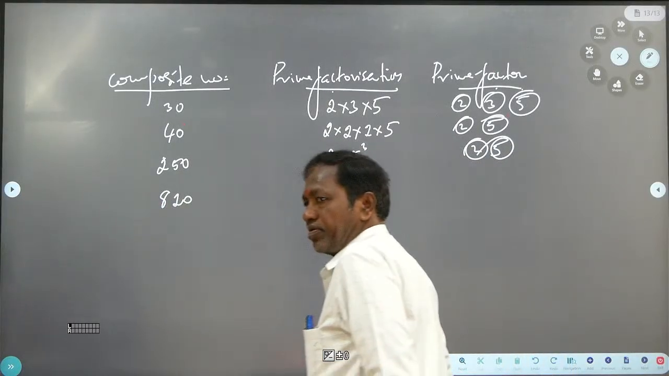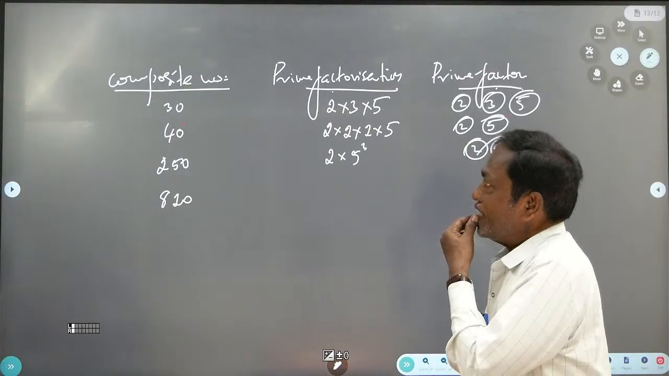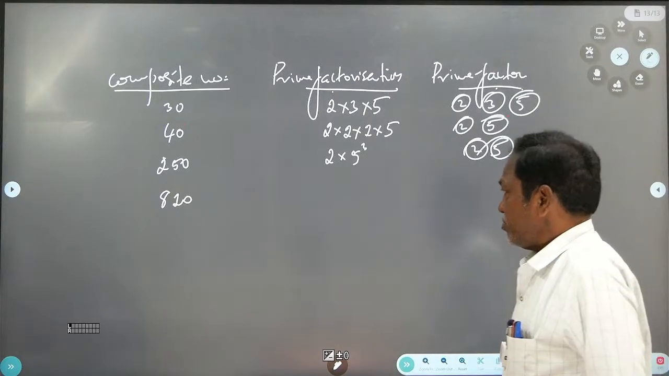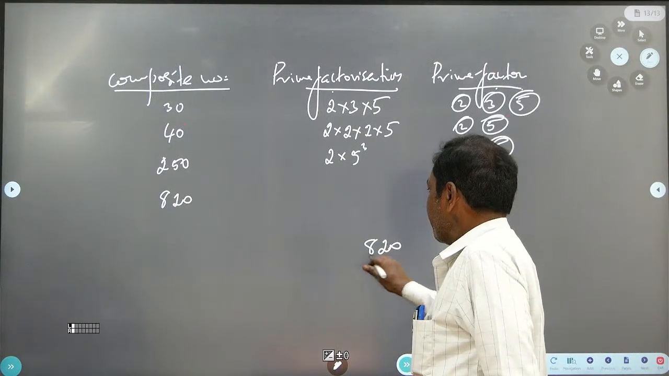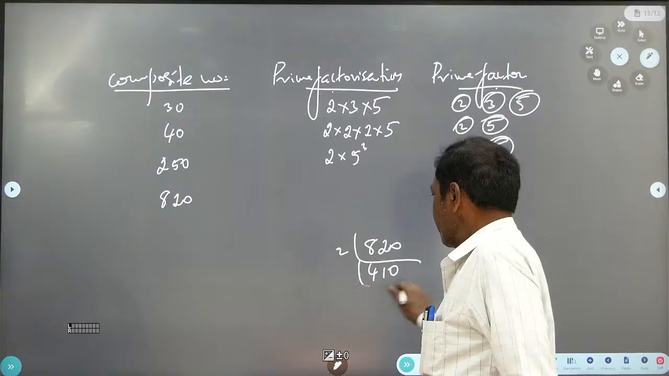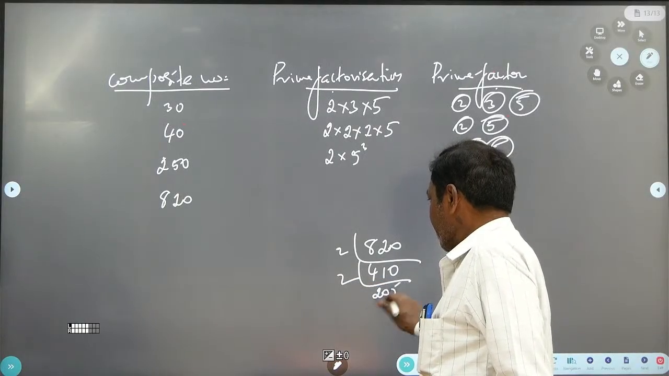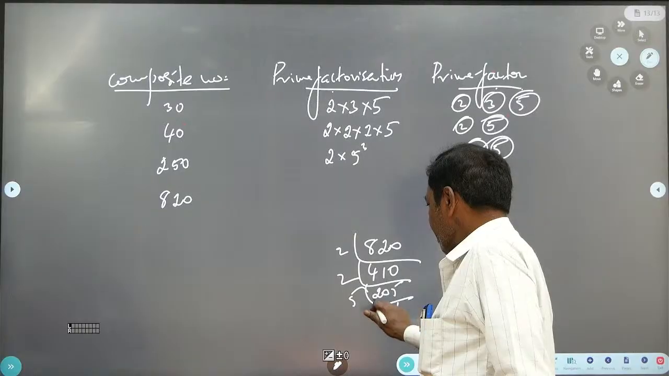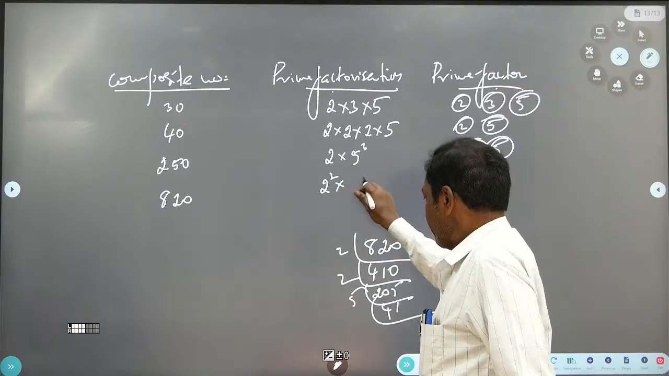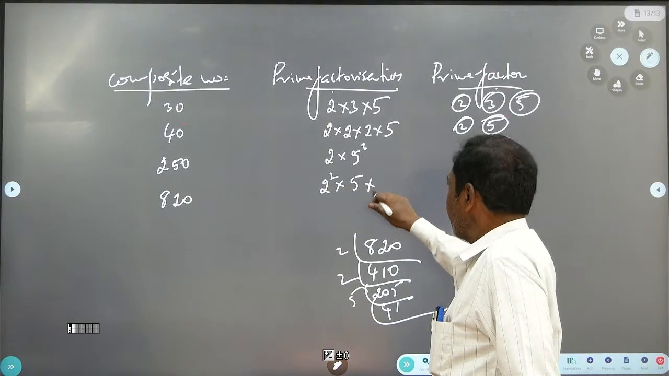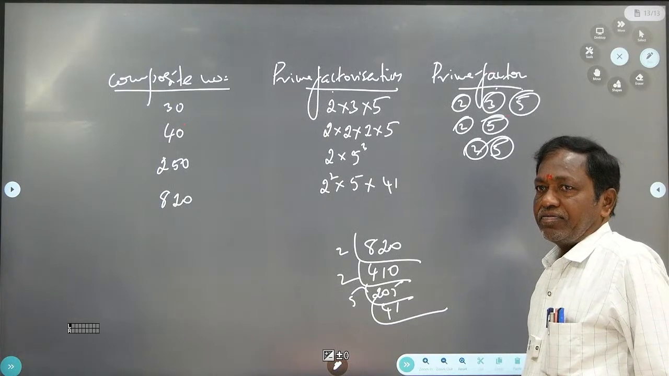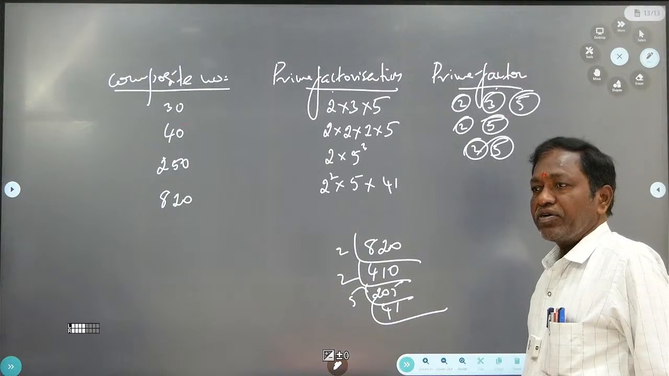820. Do it for 820. So like that. 820 and 2 4 1 0, 2 2 5 5 4, like finish. So 2 square into 5 to the power of 1 into 41 to the power of 1. And 41 is a prime number.